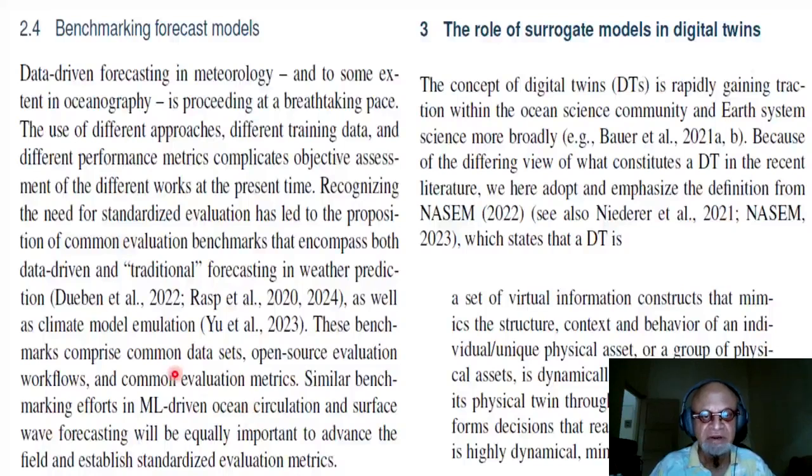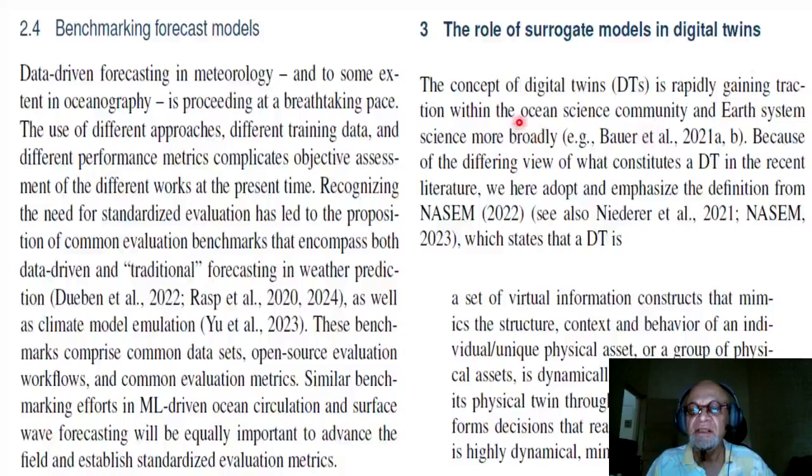Benchmarks comprise common data sets, open source evaluation workflows, and common evaluation metrics, so you can compare multiple models. Like in CMIP 6, we do coupled model intercomparisons. Similar benchmarking efforts in ML-driven ocean circulation and surface wave forecasting will be equally important to advance the field and establish standardized evaluation metrics. Coming closer, the role for surrogate models in digital twins.